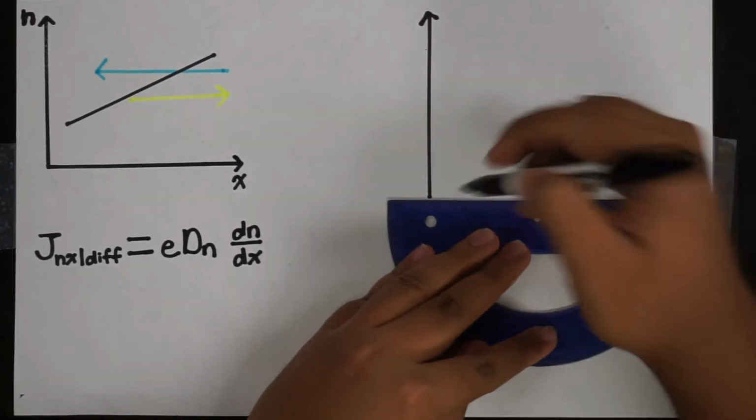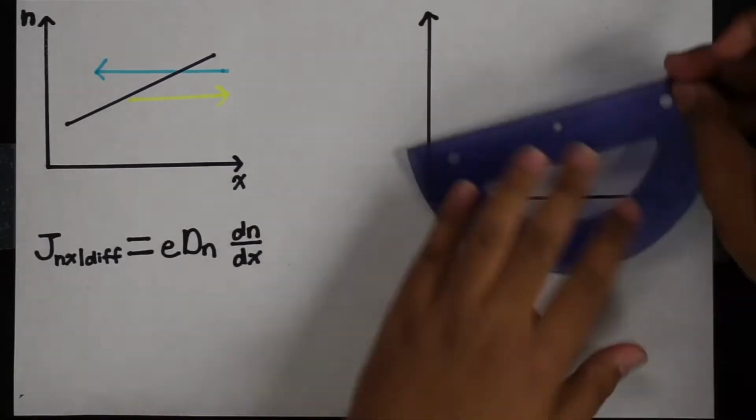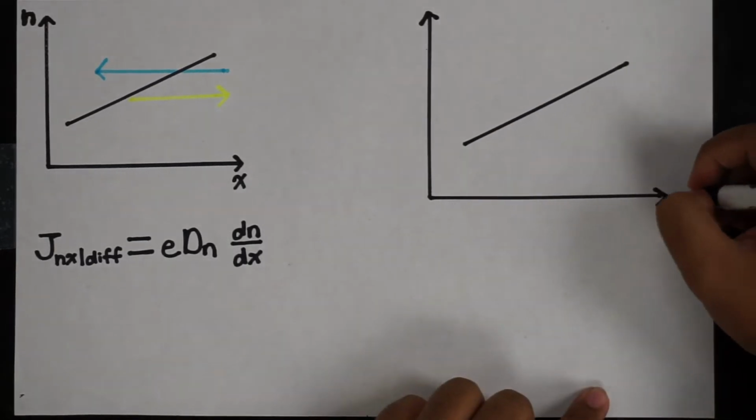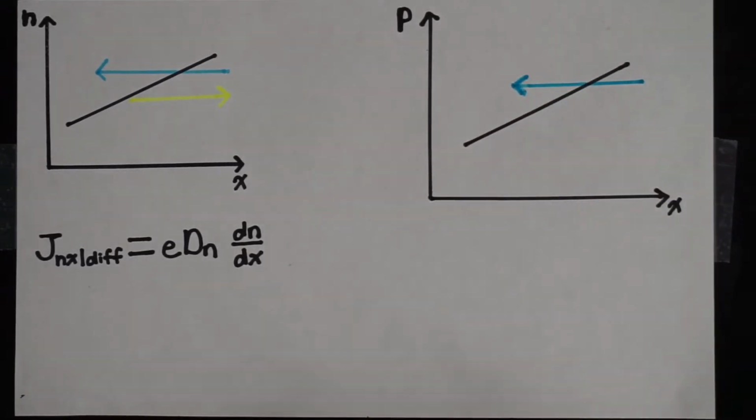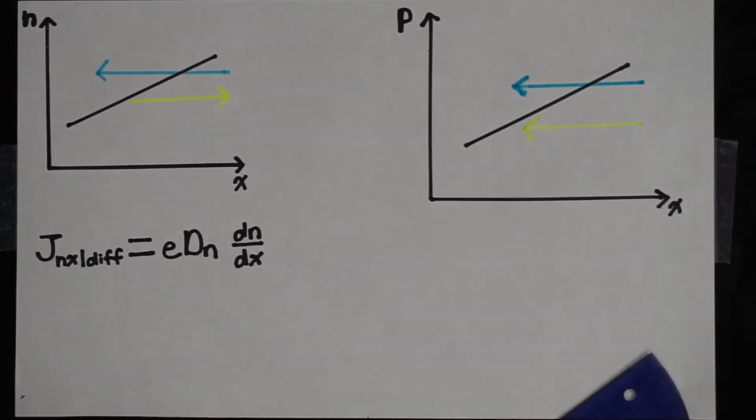A similar graph can be created for holes. In this graph, the x-axis represents distance and the y-axis represents hole concentration. The blue arrow represents the hole flux and the yellow line represents the hole diffusion current density. As you can see, the hole diffusion current density is in the same direction as the hole flux. This is because holes are positively charged particles. This is also why there is a negative sign in the hole diffusion current density equation.